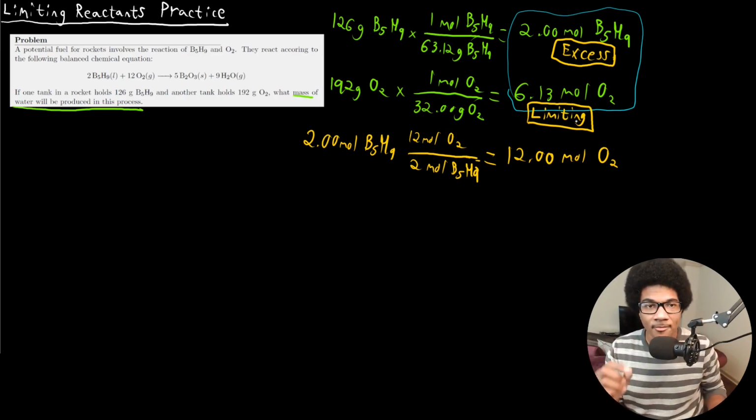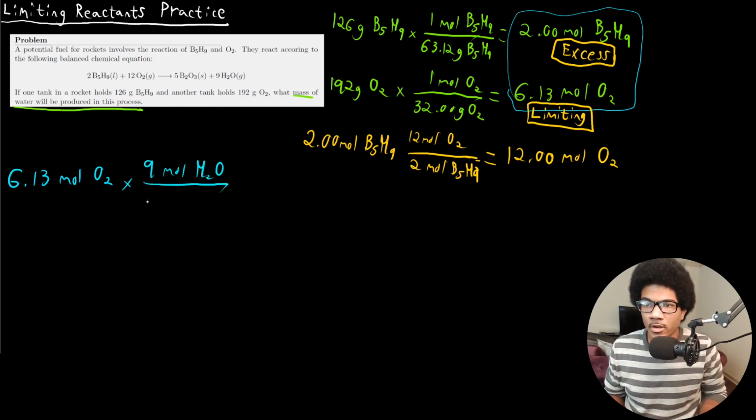So that means that we have to use the amount of the limiting reactant in order to calculate the mass of water that's going to be produced. So we're going to use the 6.13 moles of O2 to calculate the amount of H2O that's present. So first, let's get the number of moles of H2O that's going to be produced. For that, we're going to have to use the mole-to-mole ratio between O2 and H2O. So for every 9 moles of H2O, we're going to consume 12 moles of O2. So that's going to give us 4.60 moles of H2O that's produced.